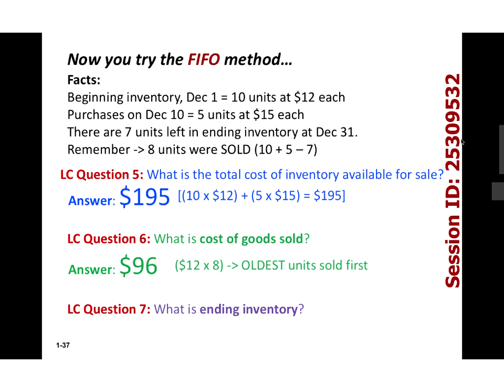Another way we could do this is ending inventory. We could say, well, under FIFO, ending inventory has to be our most recent units. We have 7 units in ending inventory. That means we're going to take 5 from December 10th and 2 from December 1st. Much easier way is to say, I know my total costs are $195. 96 of it was cost of goods sold. So the difference between $195 and 96, 195 minus 96, is going to be our ending inventory cost.